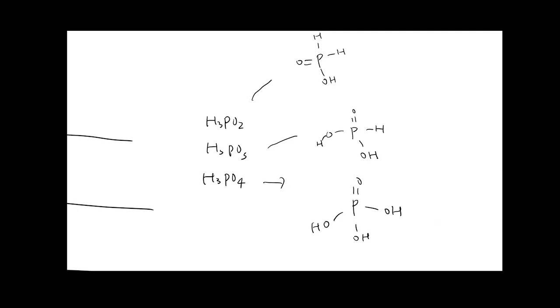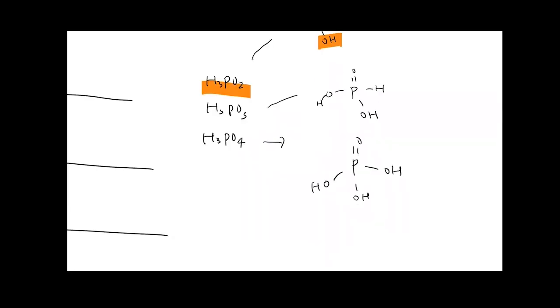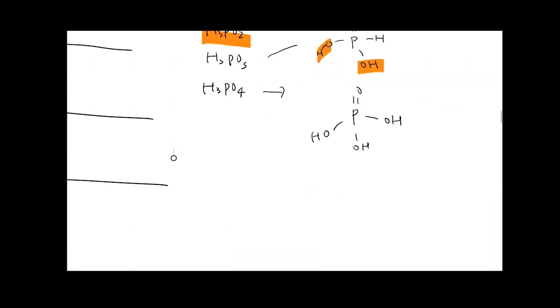If you look at these 3 chemical formulas now, how many OH do you have in this one? 1. So it has to be monoprotic. How about the second one? How many OH do you have? 2, right? So this is the biprotic. How about this one? 3, right? Triprotic.